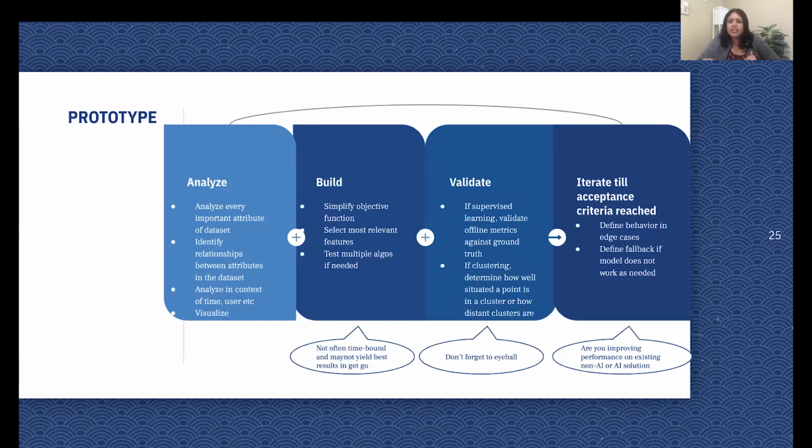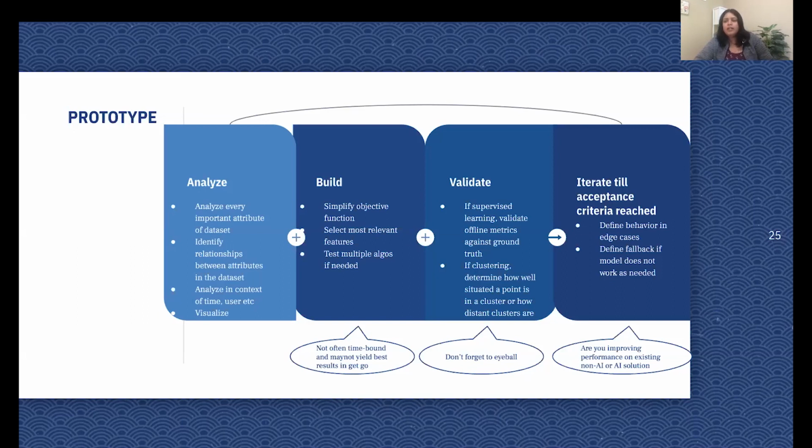The next part is validation. If you're using supervised learning, validate offline metrics against ground truth metrics. If you're using unsupervised learning like clustering, determine how well apart the clusters are, how well a point is situated in a cluster. And don't forget the value of eyeballing. Always eyeball. If you are trying to identify keywords from a document, look at the keywords that AI extracted and see if it makes sense to you. Start with that. That's super important.